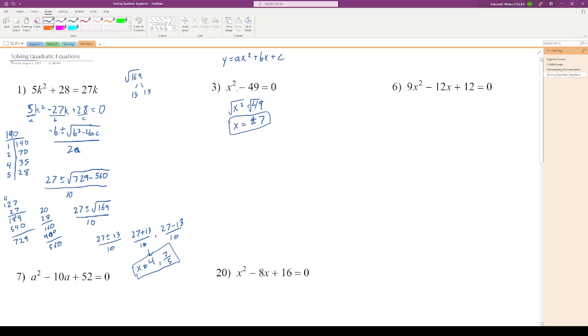So that means that our zeros, if we drew our graph, would be at 7 and negative 7, and it would look something like that as a parabola.